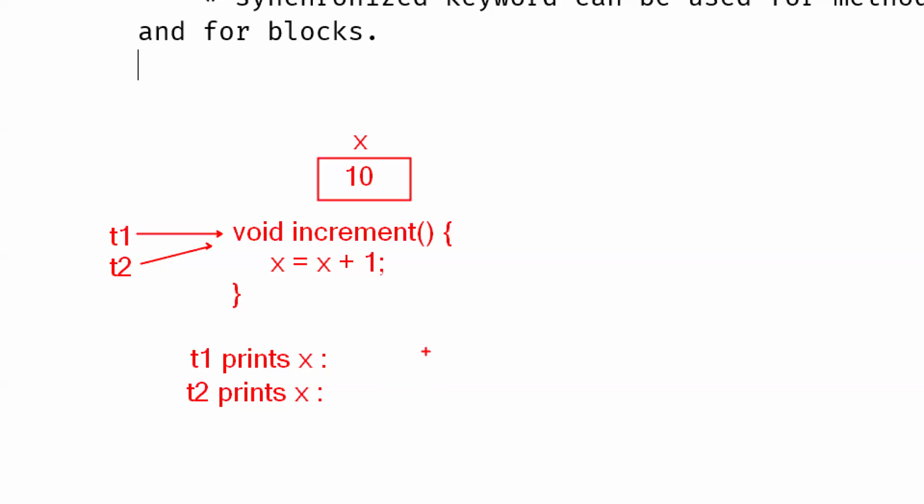Okay. See the answer. First, I want to explain. Tell me how many threads are calling this increment method? Two. Two threads are executing this method. The increment method is executed by two threads, T1 and T2. I have a question.